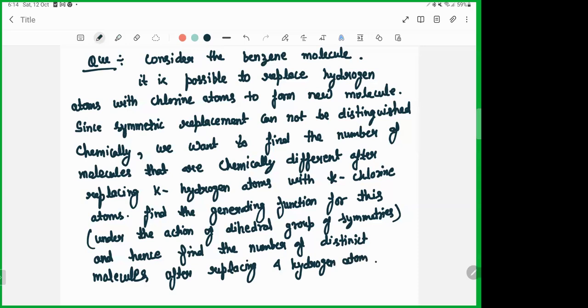So what is the problem? Once read it. So this is saying consider the benzene molecule which has the formula C6H6. Now he is replacing the hydrogen and saying that symmetric replacement cannot be distinguished chemically, so we want to avoid them. So we want to find the number of molecules that are chemically different after replacing k hydrogen atoms with k chlorine atoms. So we have to find the generating function for this under the action of the dihedral group of symmetries, and hence find the number of distinct molecules after replacing four hydrogen atoms.